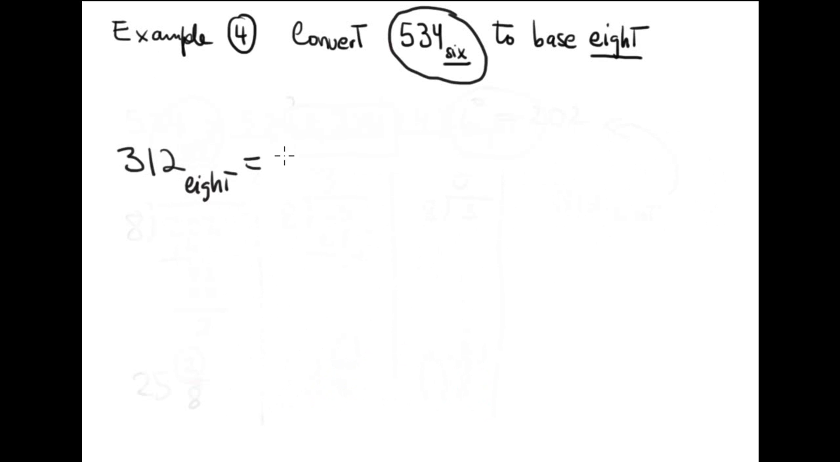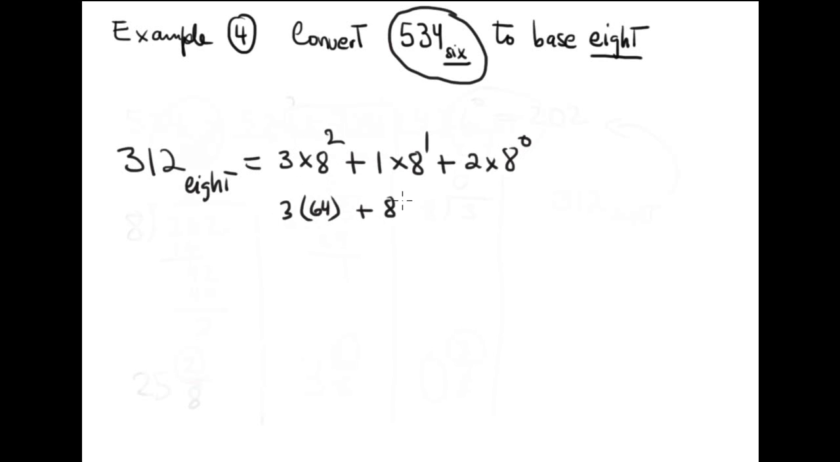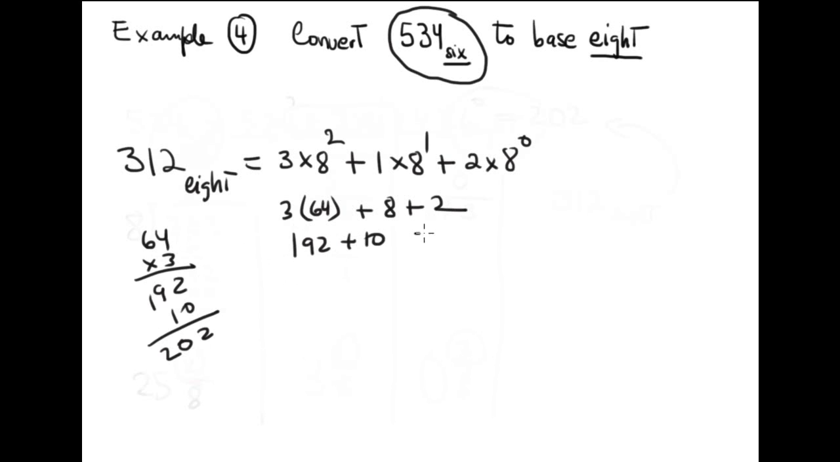Conversion to decimal is 3 times 8 plus 1 times 8 plus 2 times 8, 0, 1, and 2. So this is 3 times 64 plus 8 plus 2. 64 times 3 is 12. Carry that 1, 18, 192. 192 plus 10 is 210, 202. 202 in decimal form.